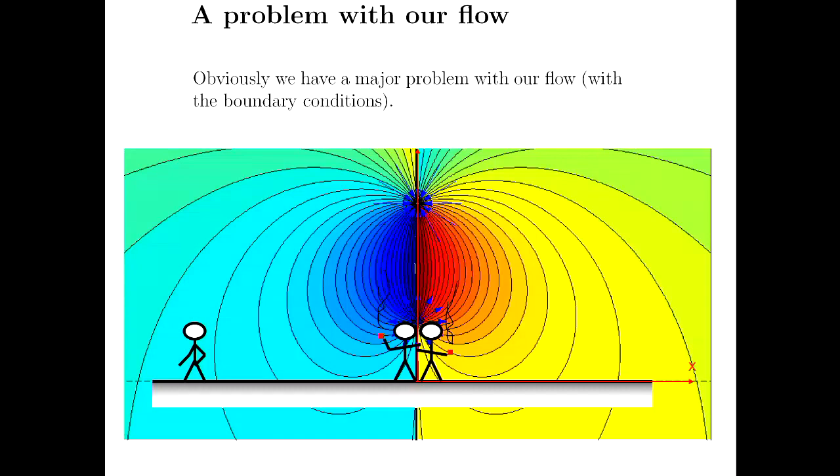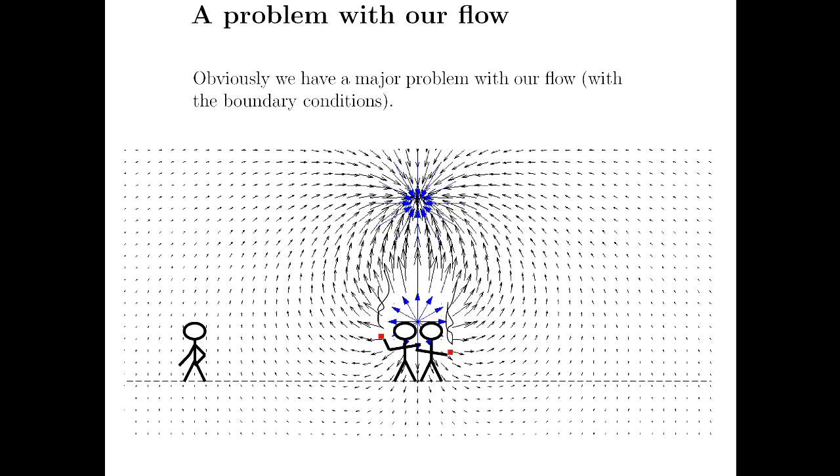Sorry? The streamline, yeah? Exactly, right? So, streamline goes through the ground, okay? And that's not physical, right? There's no flow that can go through the ground, right? So, our boundary condition at the floor is not correct. And if you look at the velocity vectors, you can see that there's velocity coming in and out of the floor, which is not correct.